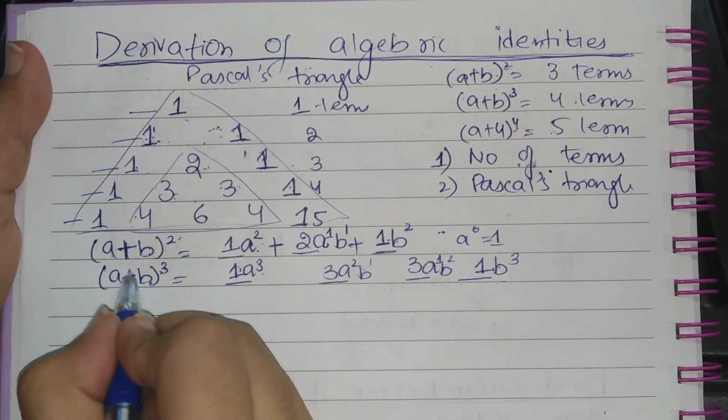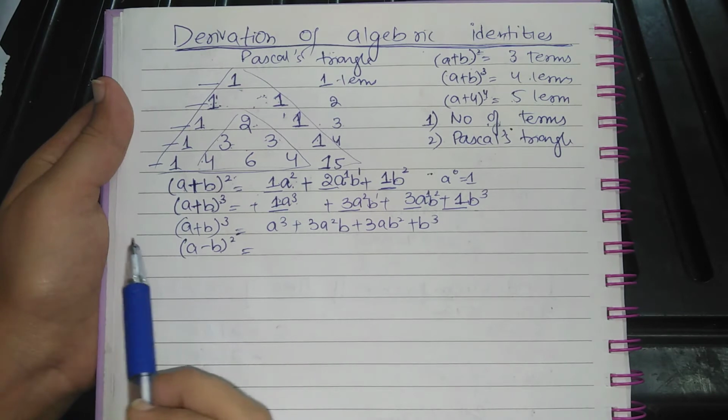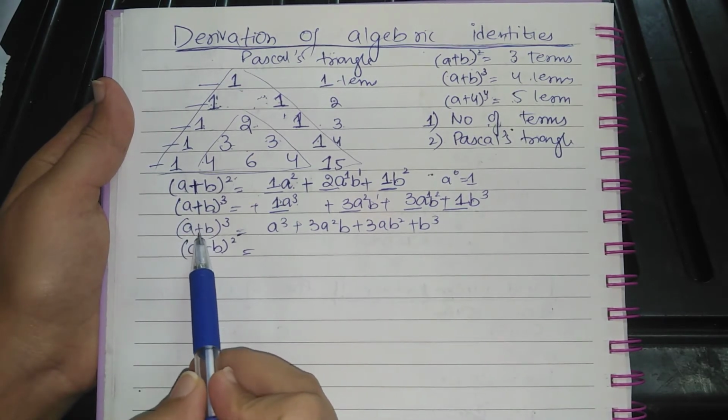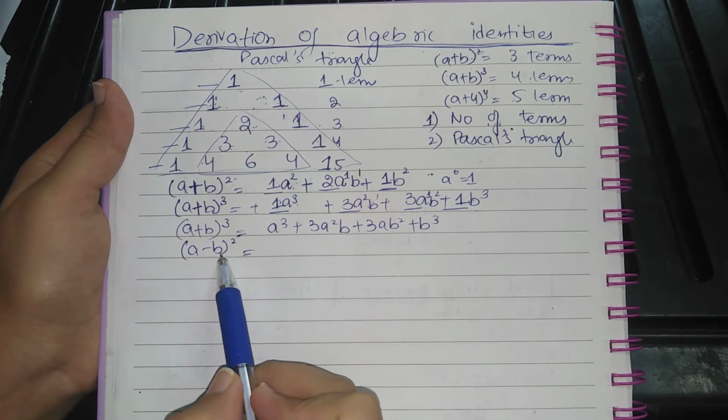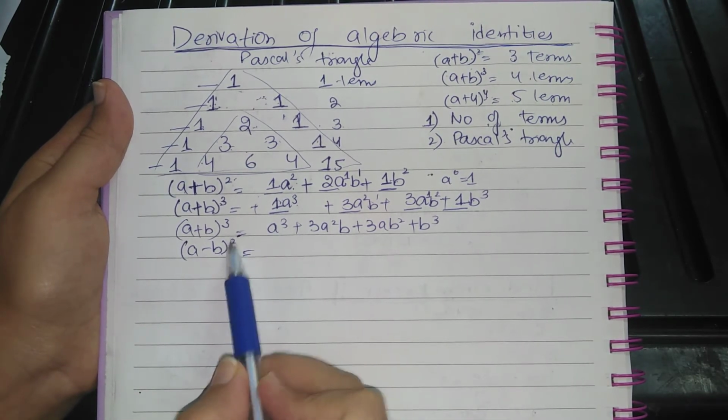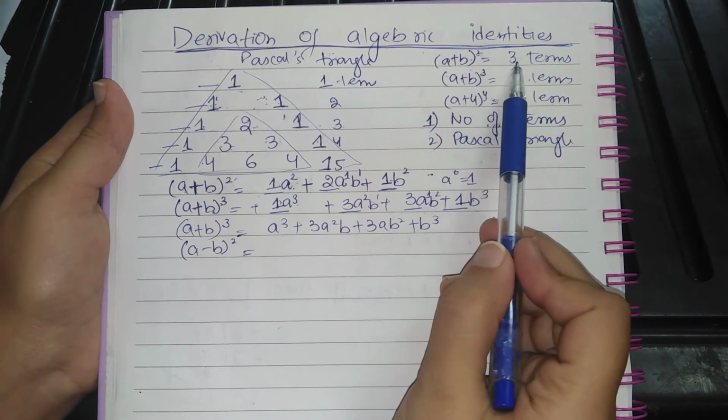So how to write the sign? As there is a plus sign, write down plus with all the terms. So next is a minus b whole square. As the power is 2, for power 2 there will be 3 terms.